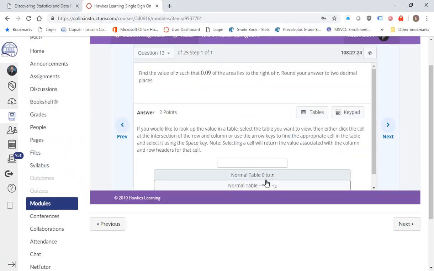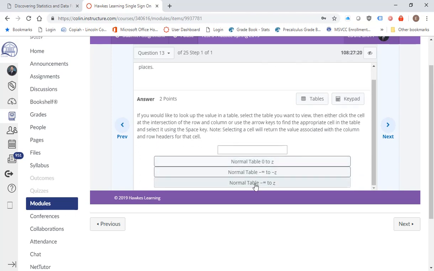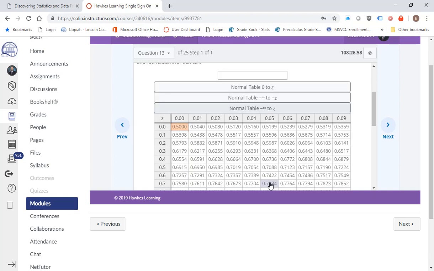I'll use this table this time. Since we're on the right side, and don't click this 0 to z, it is going to be a positive z-score. I know that because anytime you're on the right side of the standard normal curve, your z is positive. Anytime you're on the left side, it's negative. And when I'm talking about sides, I'm talking about from the middle. Alright, so remember, we're looking for as close to 0.91 as we can get.